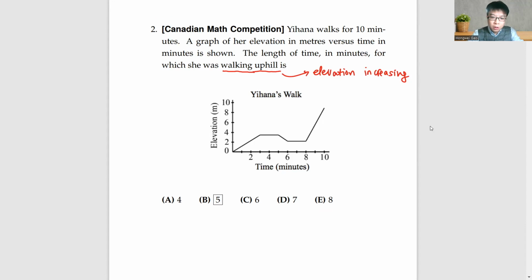It's easy to see that in the first 3 minutes, the elevation is increasing. After that, the elevation doesn't change. Later, the elevation decreases, and then the elevation doesn't change. Finally, for the last 2 minutes, the elevation is also increasing. So we just add these two pieces: first we have 3 minutes, last we have 2 minutes. So the answer will be 3 minutes plus 2 minutes, which is 5 minutes. So the answer is B.